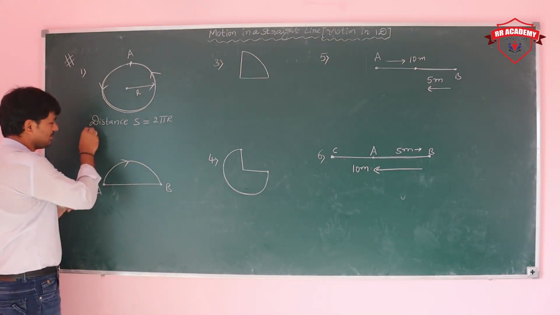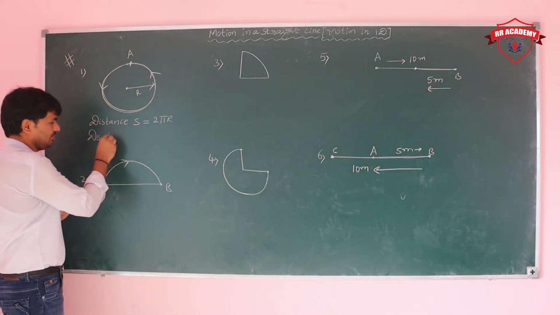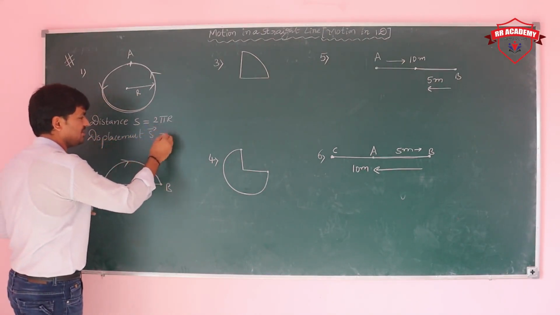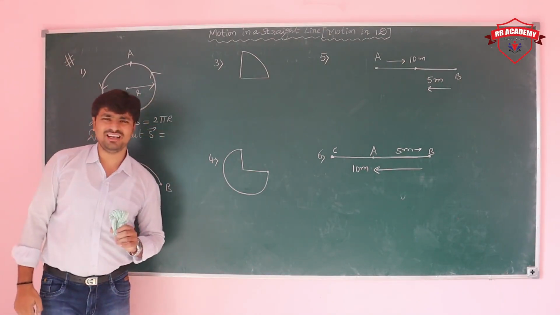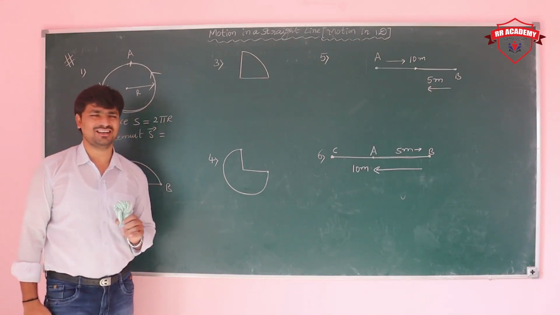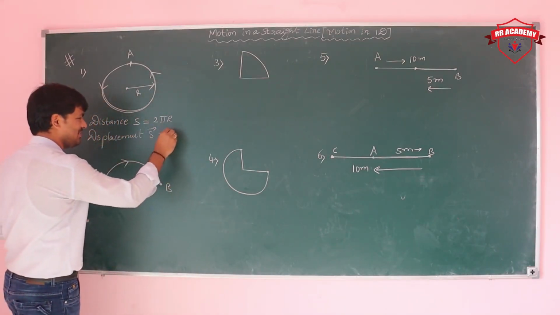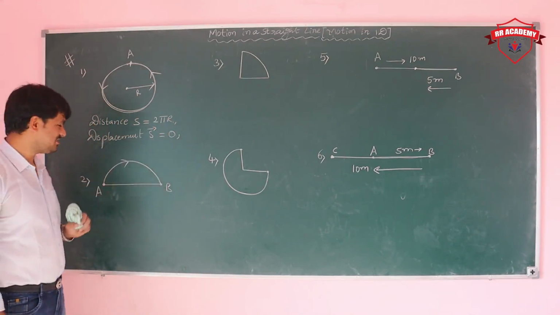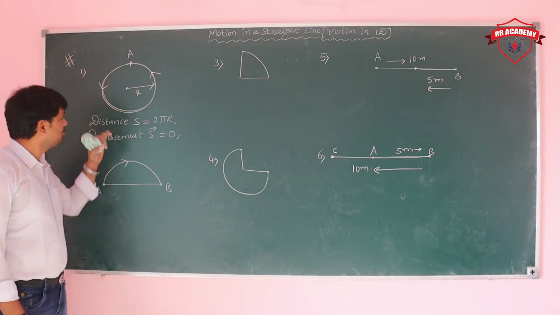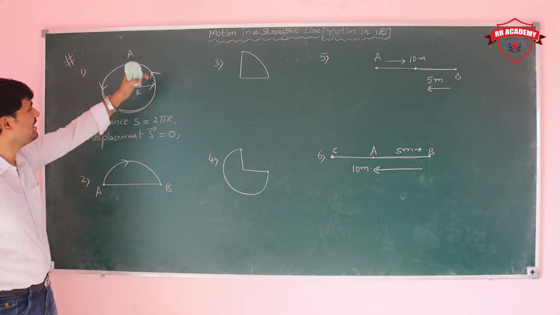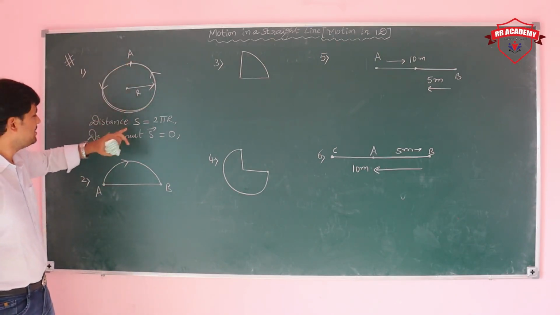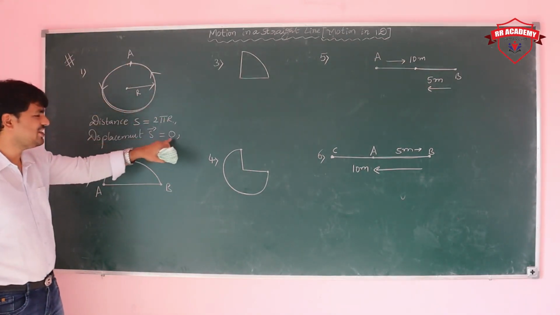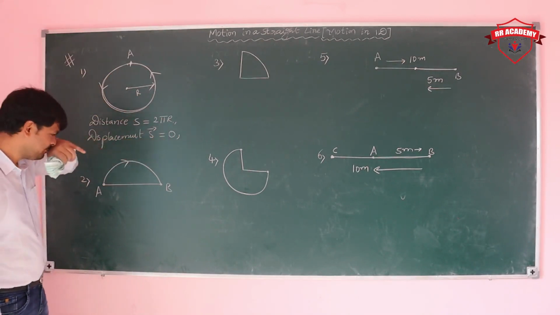Then what about the displacement? Displacement: final point and initial point both coincide with each other. Nothing but the displacement of the particle is 0. So the particle starts from point A and again reaches the same point. It means distance depends on the path followed by the body, but displacement depends on initial and final points.